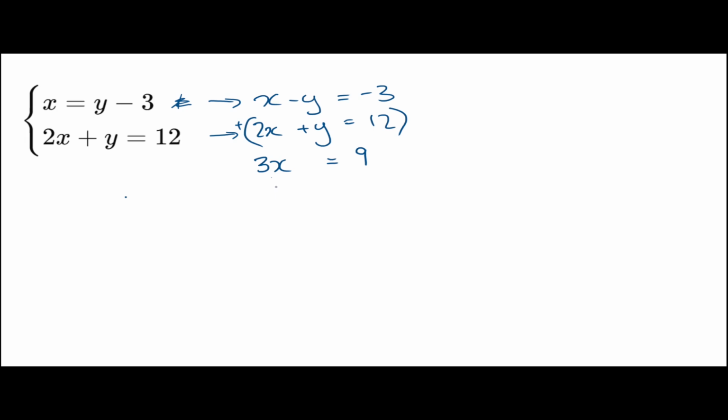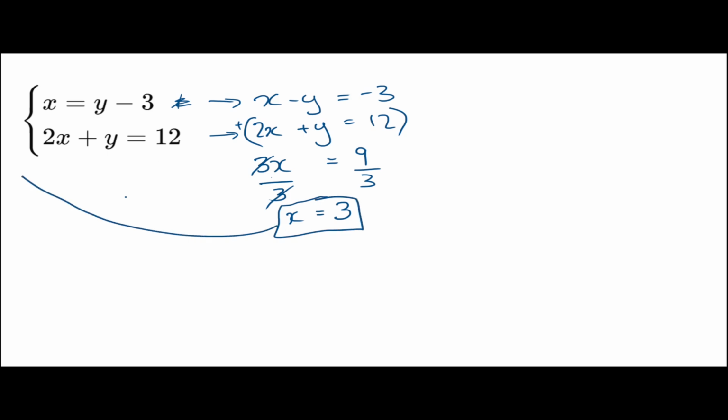So 3x equals 9. So I want to divide both sides by 3. They're going to cancel, go to 1. Divide that by 3 as well. Remember, whatever we do to one side, we have to do to the other side. And 9 divided by 3, hopefully you don't need the calculator for that, it's 3. So now we know what x is.